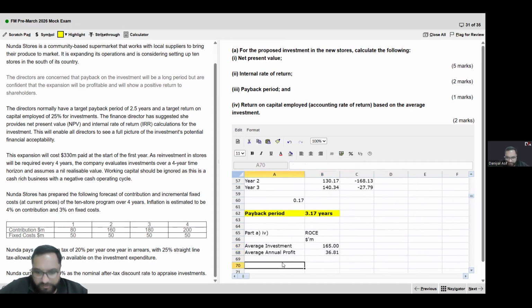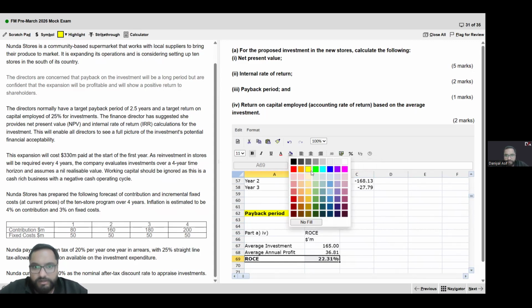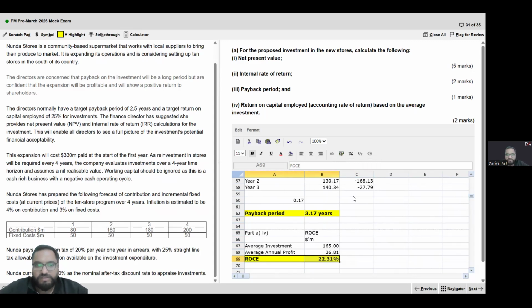Our average annual profit is 36.81. Our average investment is 165. So what is our ROS going to be? It is equals to this divided by this, converted into percentage. This gives us a ROS of 22.31%. That is for part A of question number 1 of section C.